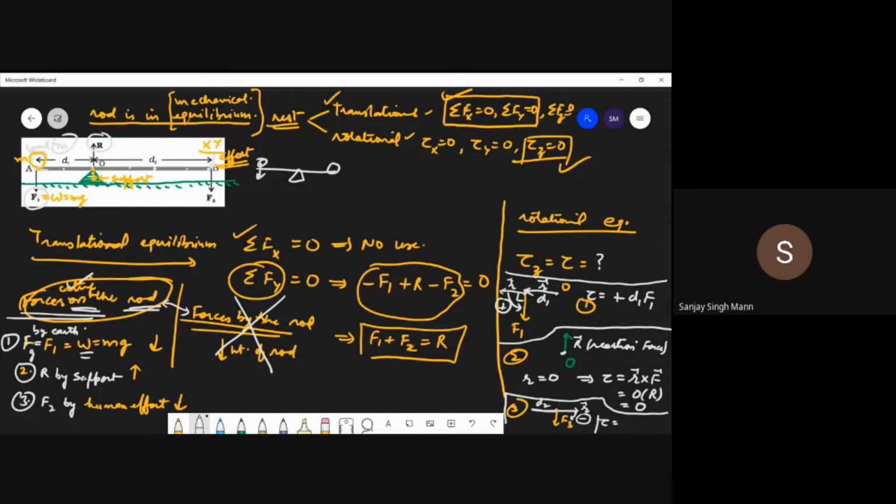R cross F. Sine is 90 degrees and this is negative. So sine 90, minus, we have already discussed it many times. So this is minus D2, that is your R. This distance is your R into F3. So D2 F3.